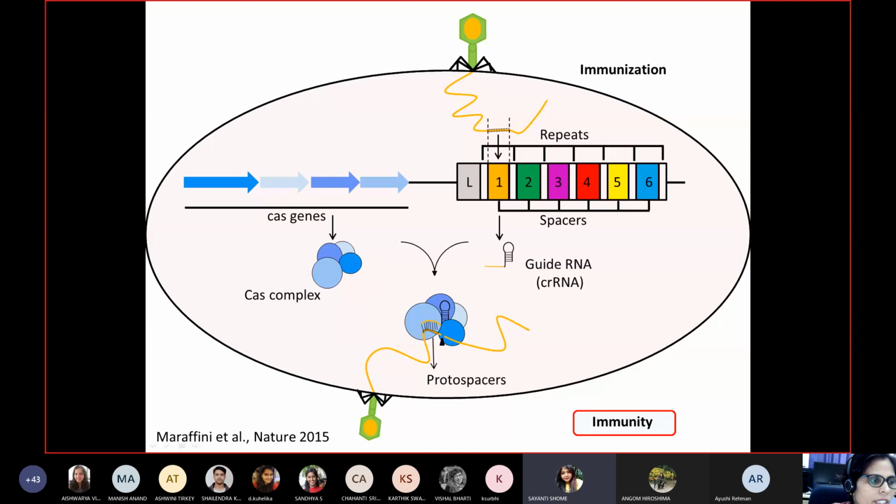Hello, ma'am. This is Shayanti. Ma'am, can you explain the last part about the degradation, how it is binding and finally leading to the degradation? The last part, after the binding with the protospacer.